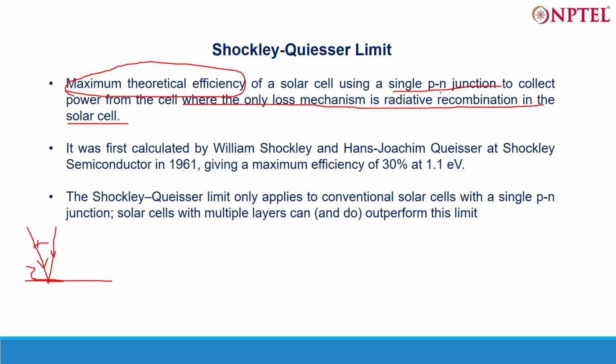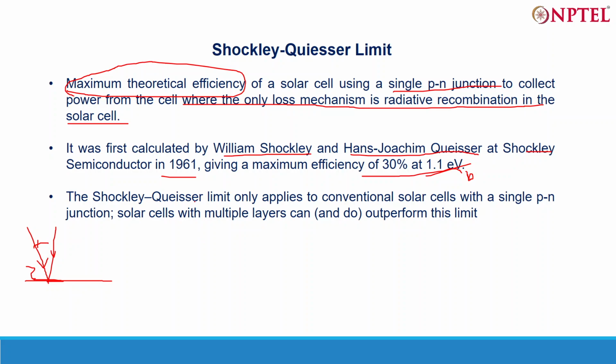It was first calculated by William Shockley and Hans-Joachim Queisser at Shockley Semiconductor in 1961, and the maximum efficiency they got was around 30% at 1.1 eV. What is 1.1 eV? It's basically the band gap of the semiconductor. I am sure you must have gone through the previous live session and previous weekly lectures, so you have a clear idea of what a band gap is.